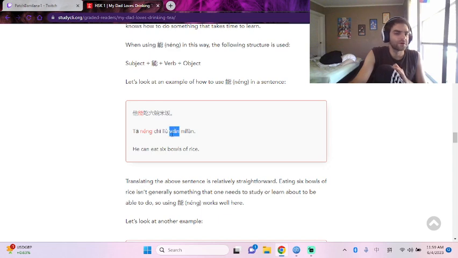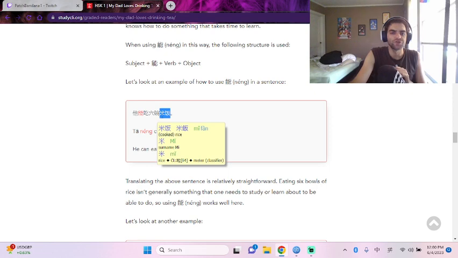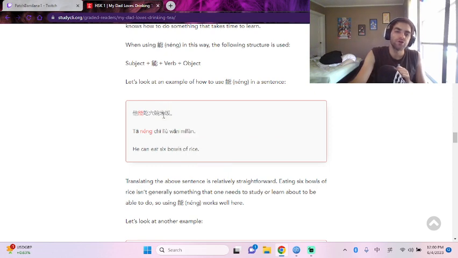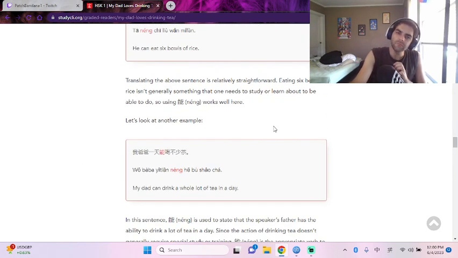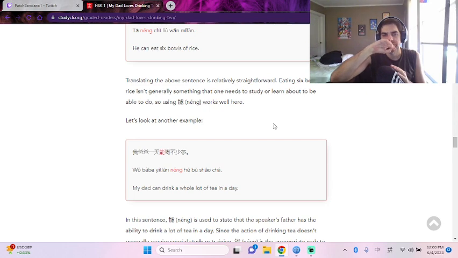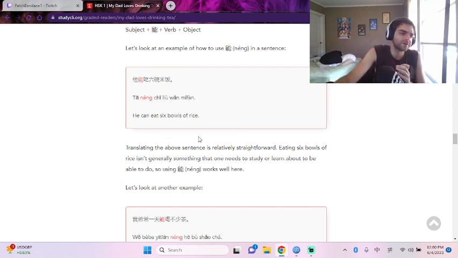One must be bowls of, that must be the measure word, because I know everything else in the sentence. 他能, he can, 吃, eat, 6, the number 6, 碗, 吃饭, cooked rice as opposed to just regular fan. Or mufan? What is that? Rice? I don't know. Meter classifier?